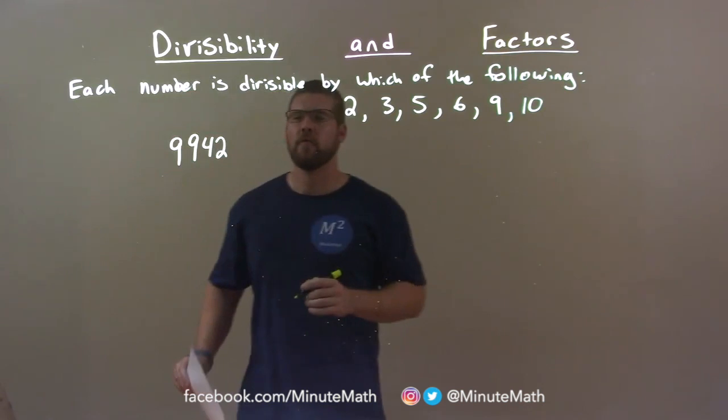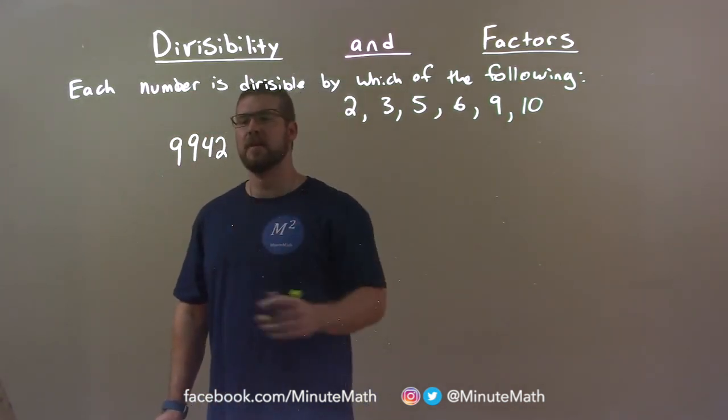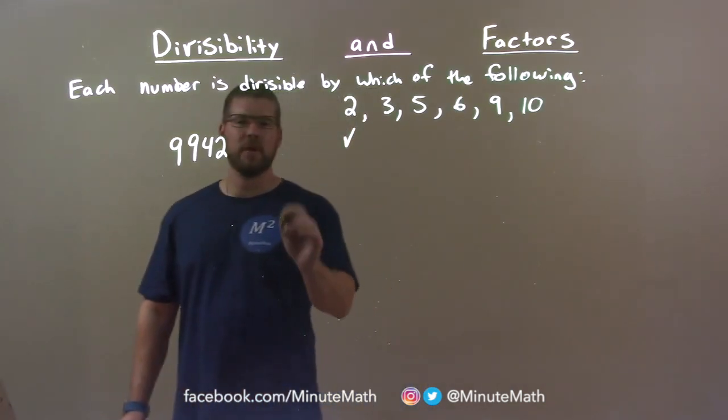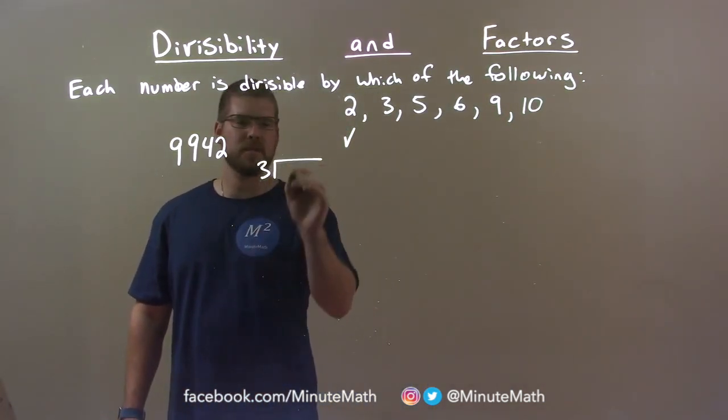9,942. Well, first thing's easy. This number is an even number, so 2 must work. Now we have to try 3. Well, 3, we got to use some long division here.